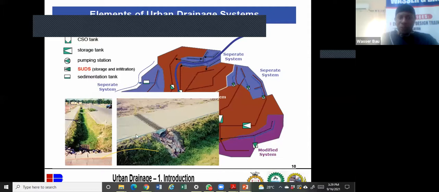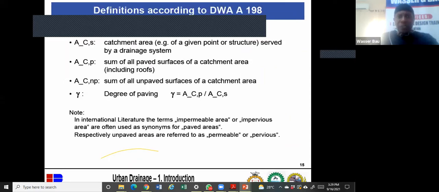So these are all stormwater structures. This is just a stormwater structure, for instance. Then these are some of the terms we'll be using for the stormwater. Let's start with stormwater now.